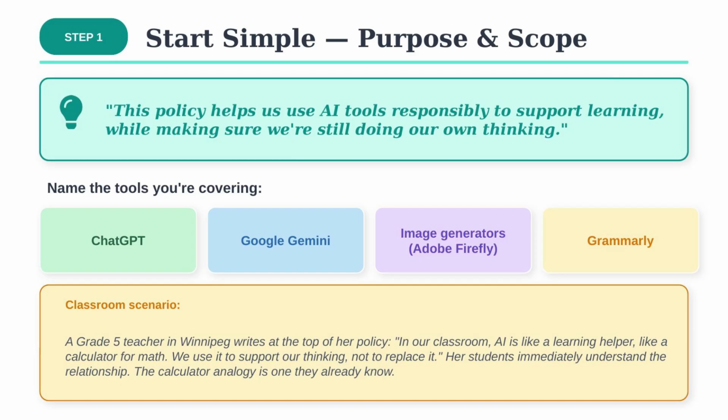Be specific, because "AI tools" on its own means different things to a grade 4 student than it does to a grade 12 student. Imagine a grade 5 teacher in Winnipeg right at the top of her policy. In our classroom, AI is like a learning helper, like a calculator for math. We use it to support our thinking, not to replace it. Her students immediately understand the relationship. The calculator analogy is one they already know.